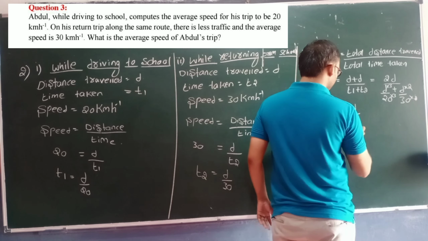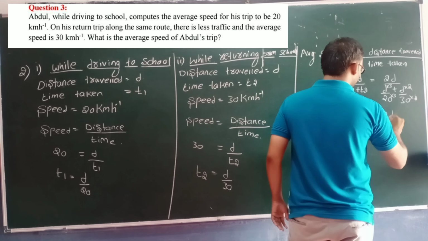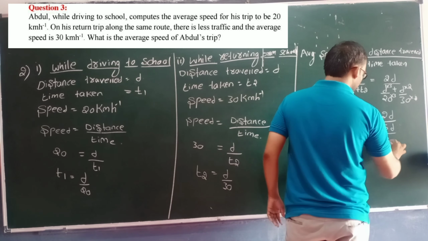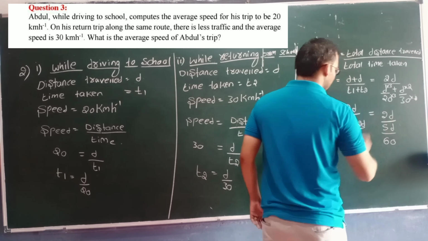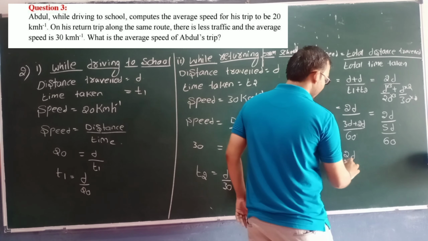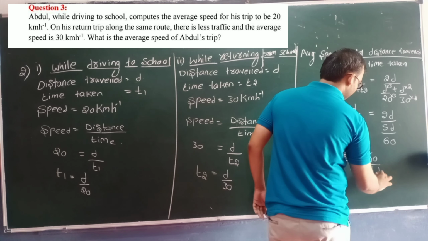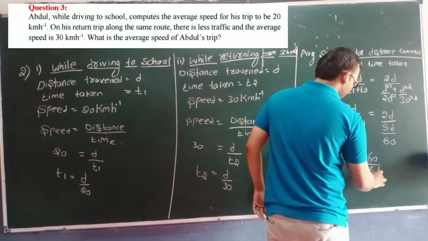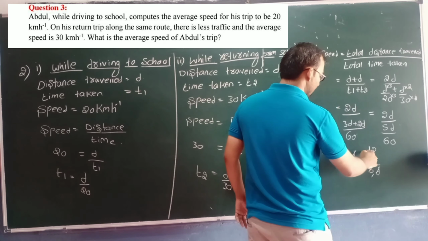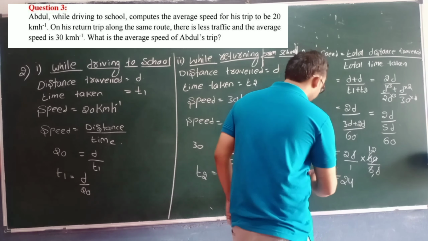So now 3D plus 2D. So this will be what? 2D by 3D plus 2D, 5D by 60. So now, dear students, we need to reciprocal it. So 2D divided by 1 is equals to 60 into 5D. So D gets cancelled. 5 ones are 5, 1 remain. 5 twos are 10. Okay, so now 12 is there, no? 12 twos are 24.